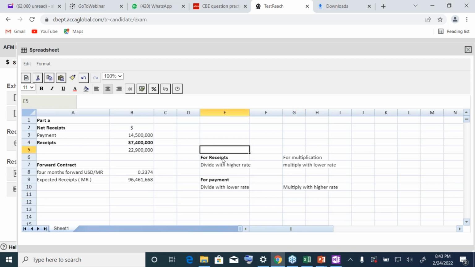You can take a screenshot of this because I am raising this. Money market hedge is hardly tested because money market hedging was a major topic of financial management F9, so it will not be tested frequently. So guys, next is the future contract.